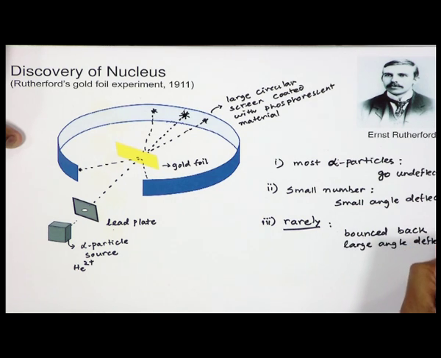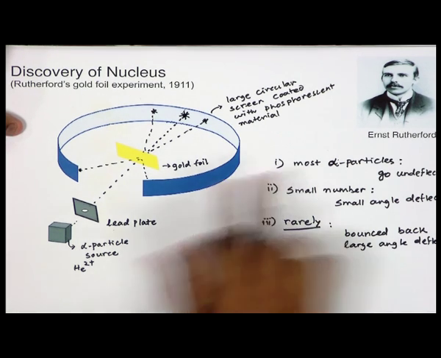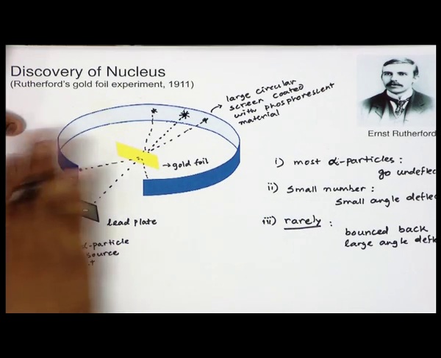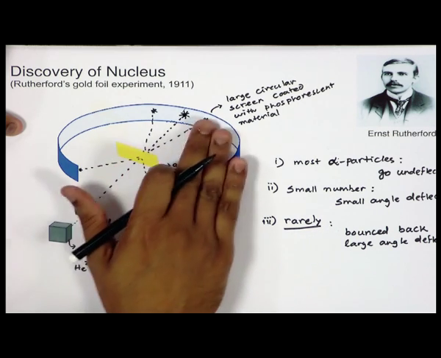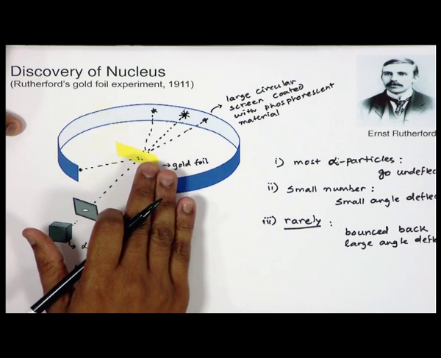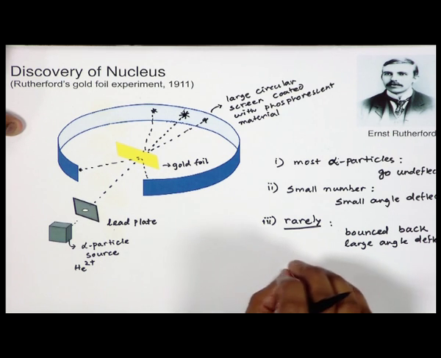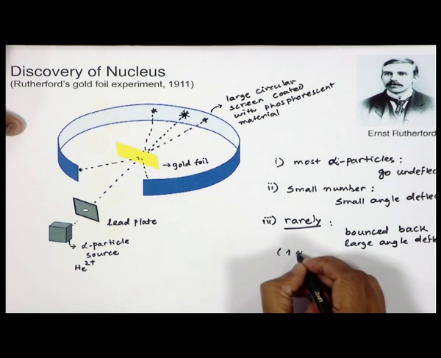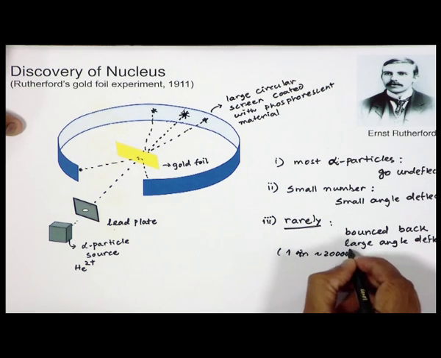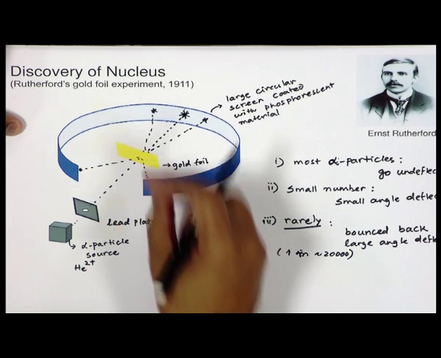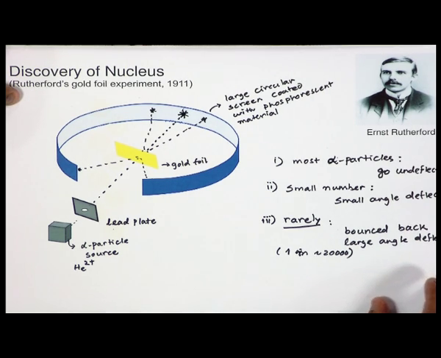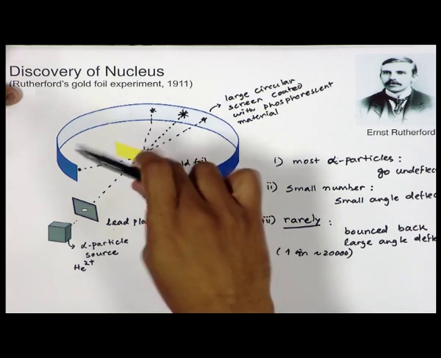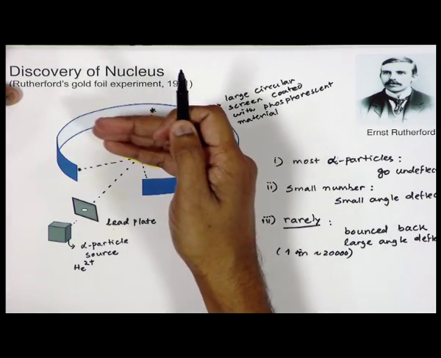These are the three primary observations that he made. First, most alpha particles go through this gold foil undeflected as if this foil does not exist, as if there is no barrier on their path. A small number of alpha particles undergo small angle deflection, which means something is obstructing their path, and only rarely, about 1 in roughly 20,000 alpha particles, they either bounce back or undergo very large angle deflection. Now, this was an interesting observation, but it required some amount of thinking as to what might be happening. Now, you imagine that this is your gold foil, which is very thin foil.